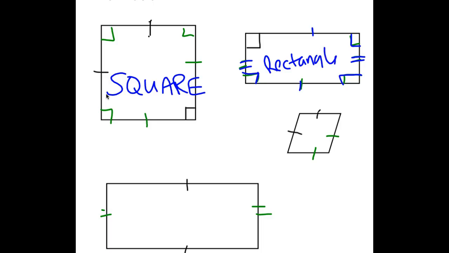I'm going to look right below it. I was able to add markers on this one because opposite sides are congruent. That gives me 4 congruent sides. I can't say anything about the angles, so the best name I can say is that this one is in fact a rhombus.